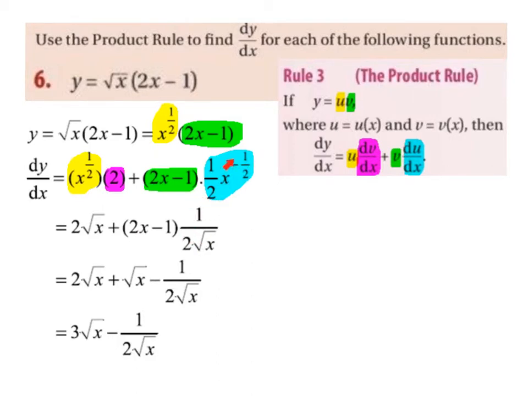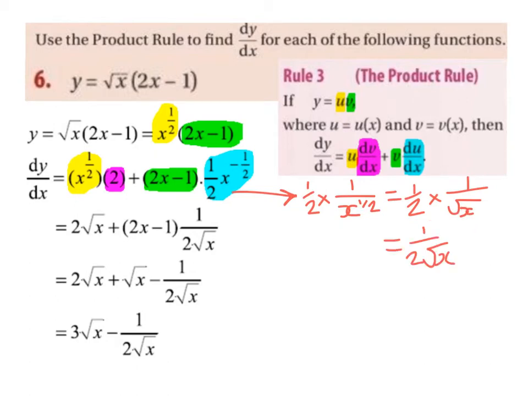So let's see where this comes from. So this can be rewritten as a half times 1 over x to the power of positive a half. So the minus becomes 1 over. And then x to the power of a half can be rewritten as root x. So x to the power of a half is root x. So it's a half times 1 over root x. So we do top by top, 1 by 1 is 1, and bottom by bottom, 2 by root x is 2 root x. So that's where 1 over 2 root x comes from.